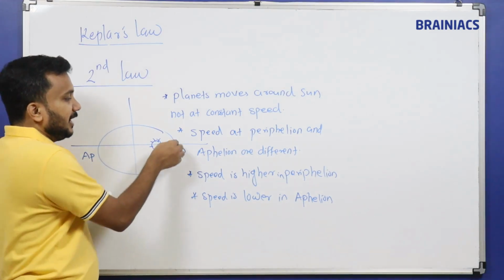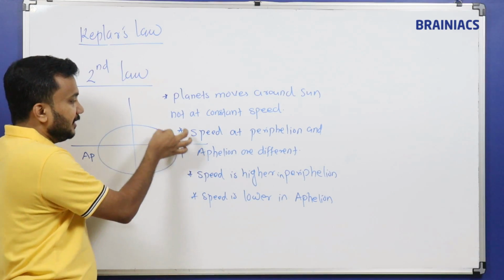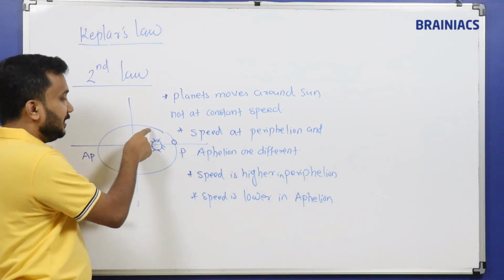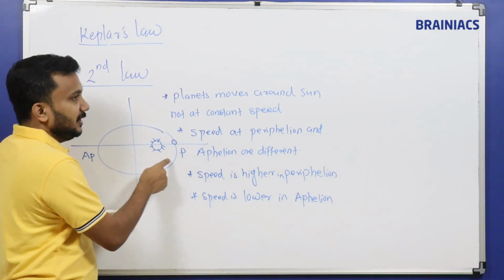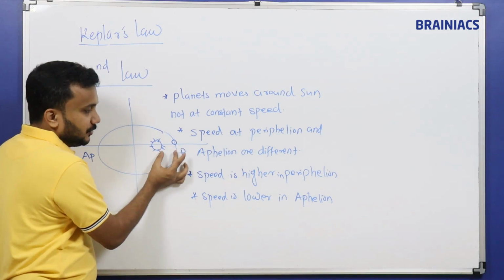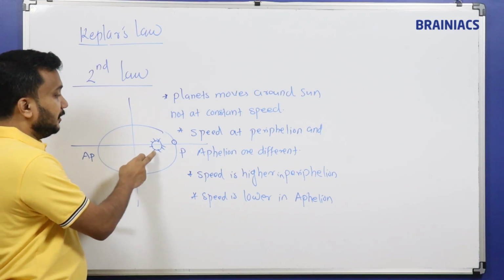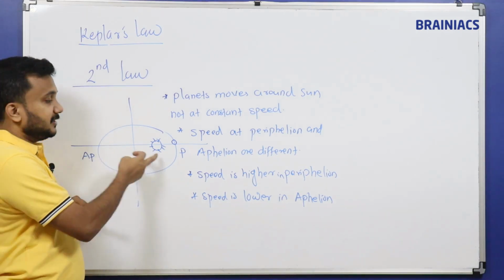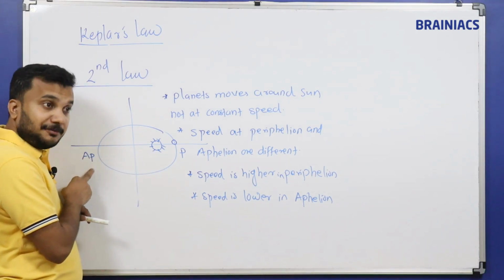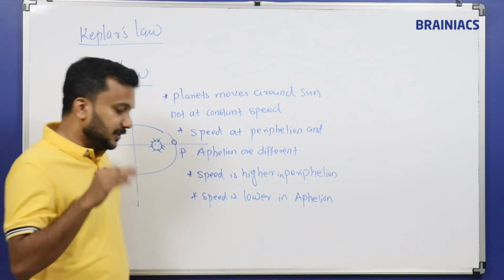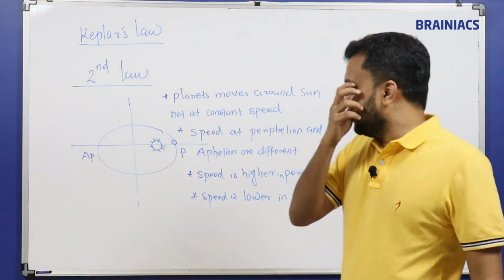The second law states that the planets are moving around the sun in an elliptical fashion, but at each and every point its speed differs. When it is very close to the sun, speed will be very high. When it is at the far away point, that point is called aphelion, and at aphelion, speed is very less. This is what the statement indicates.